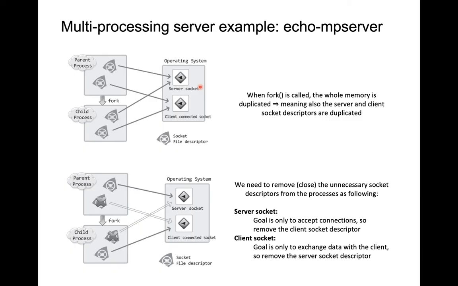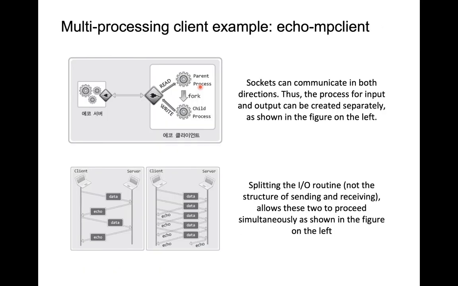I would like to show you one more beautiful feature, which is this multiprocessing client example. So far we did everything with the server, but we didn't do anything with the client. In this case, our client is a kind of half duplex, which means that we send something to the server, and the server writes it and then reads it back towards the client.